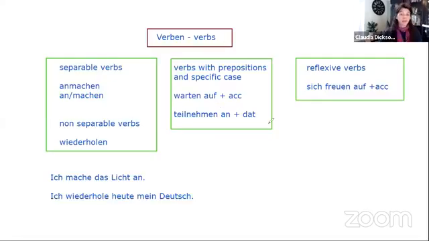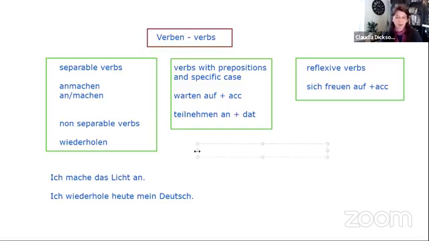Now, on my board, there we go. On my board, I've basically given you warten auf and teilnehmen an. Warten auf means to wait for, and teilnehmen an means to take part in. Let me just write the little abbreviation there.